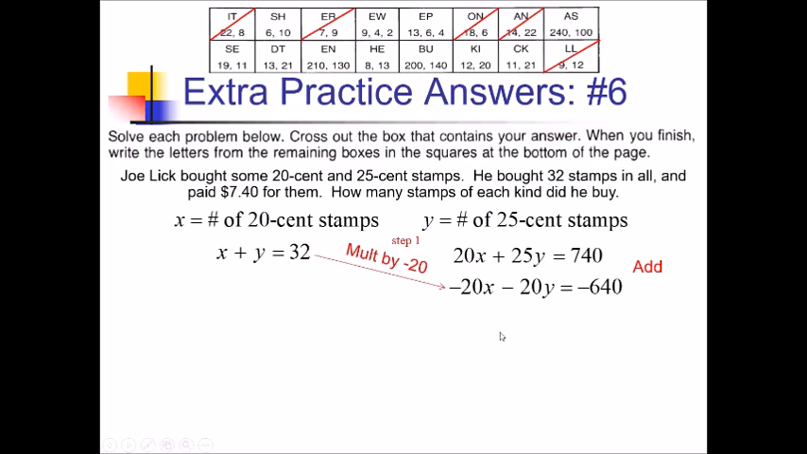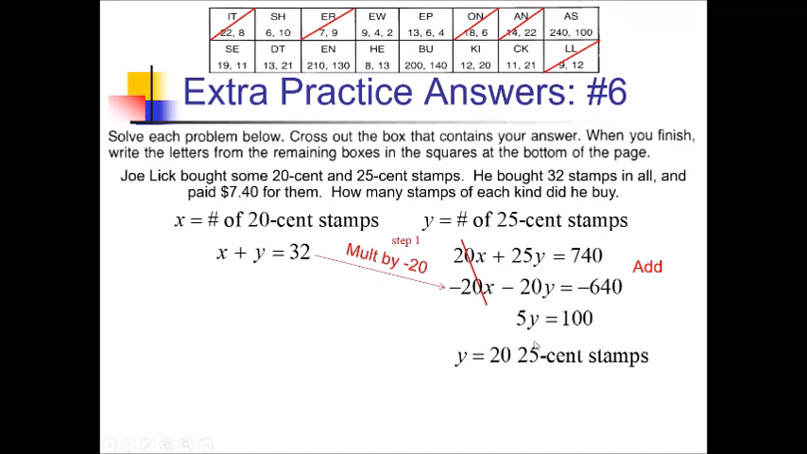Adding those equations together, the x's are canceling, that's delightful. 25y plus negative 20y, that's a 5y. And 740 plus negative 640, well, that's 100. That's not so bad, right? To get y by itself, dividing by 5, 100 divided by 5, well, that is 20. So this is kind of weird, but we have 20 of the 25-cent stamps. So again, very, very weird problem with these numbers so close together and getting an answer that goes with the other one.